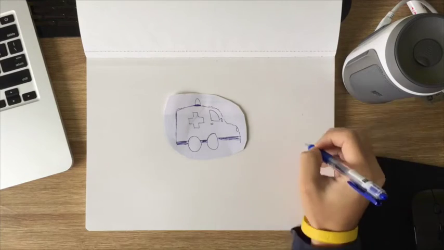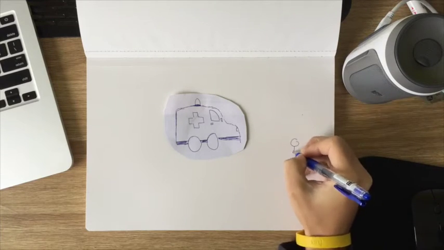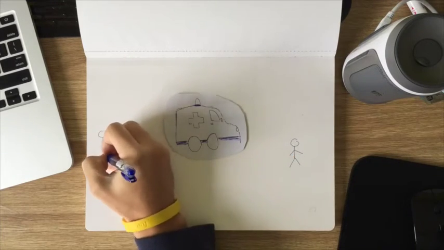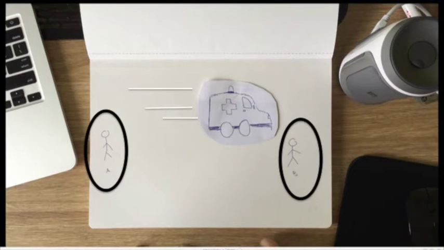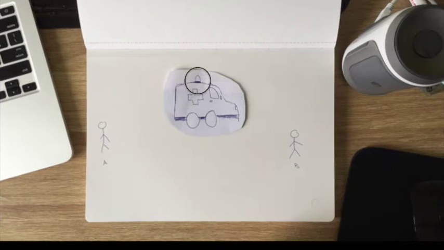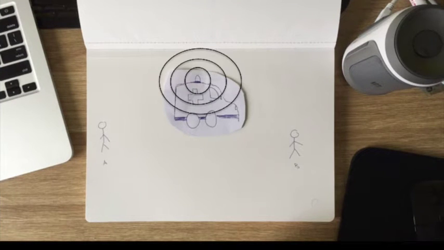So let me explain this in the simplest way possible. Here's the ambulance, and there are two people hearing the siren of the ambulance. Person B is further away down the road than person A. Person A is hearing this. Person B is hearing this. This is what the sound waves look like when the ambulance is stopped in one place. Both person A and B can hear the same thing.